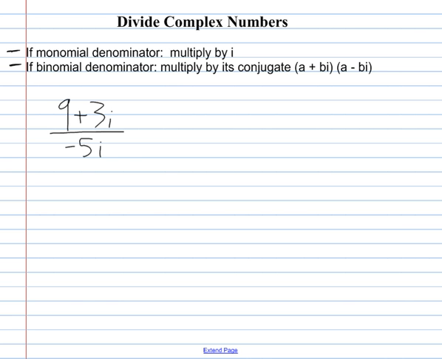And since the denominator is a monomial, what we can do to make it no longer imaginary is to multiply the numerator and denominator both by i. And we can do that because it's a fraction rule, multiply the numerator and denominator by the same thing. And if we do that, the denominator is going to be negative 5i squared. And there we go. There is that number that we see that is no longer imaginary.